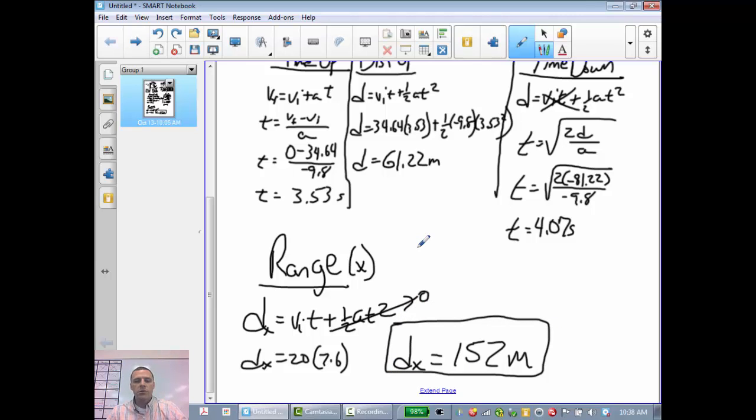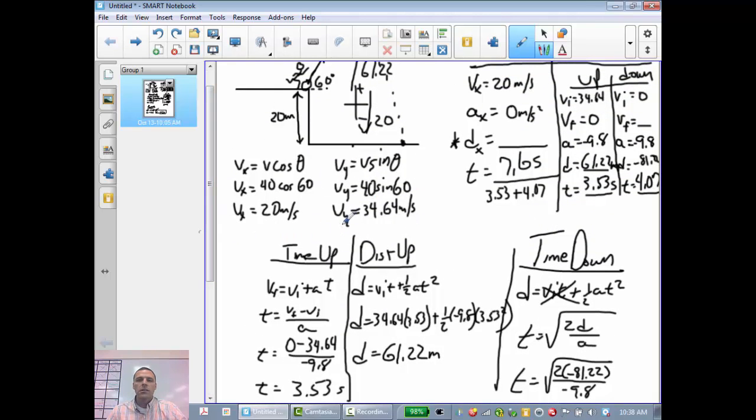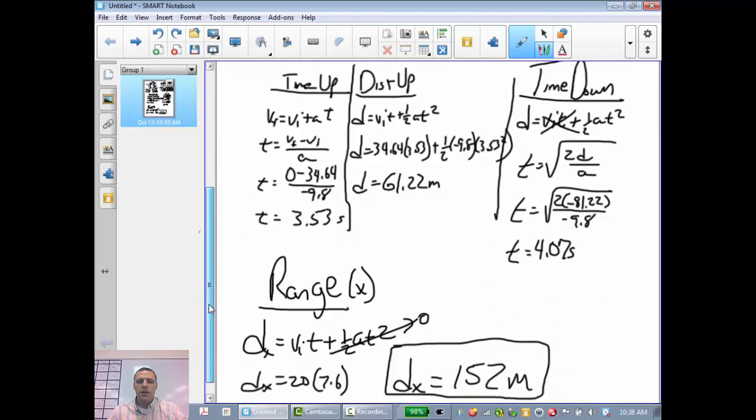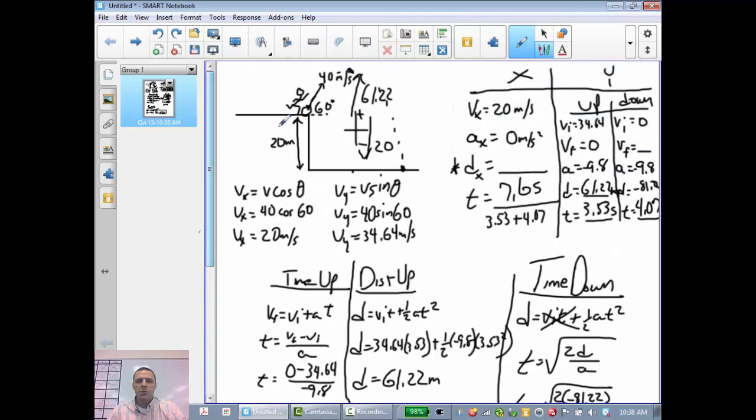So there you have it. To summarize, first find your x and y components, organize your information, find time up, time down, add them together for the total time, and then you can find the range. So I hope that helps a little bit with the problem of a projectile that lands at a different height than where it started.